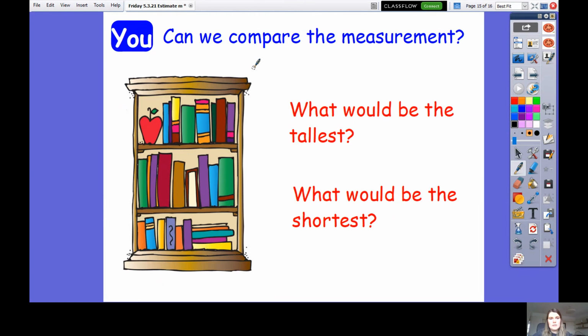Okay, what do we think the tallest is? We think some of the books are quite tall, absolutely, but are they the tallest thing in this picture? No, what is the tallest? The bookcase. Well done. The bookcase is definitely the tallest because it has all these different things in it and none of them are the same height as the bookcase. Fantastic.